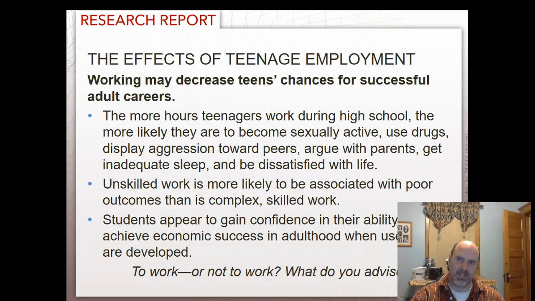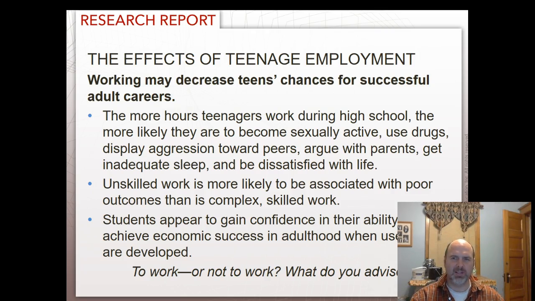Next is the effects of teenage employment. Working may decrease a teen's chances for successful adult careers. In the United States, teens tend to work a lot more hours than in any other high-income nation. The more hours teenagers work during high school, the more likely they are to become sexually active, use drugs, display aggression towards peers, argue with parents, get inadequate sleep, and be dissatisfied with life. Those are some pretty negative consequences.